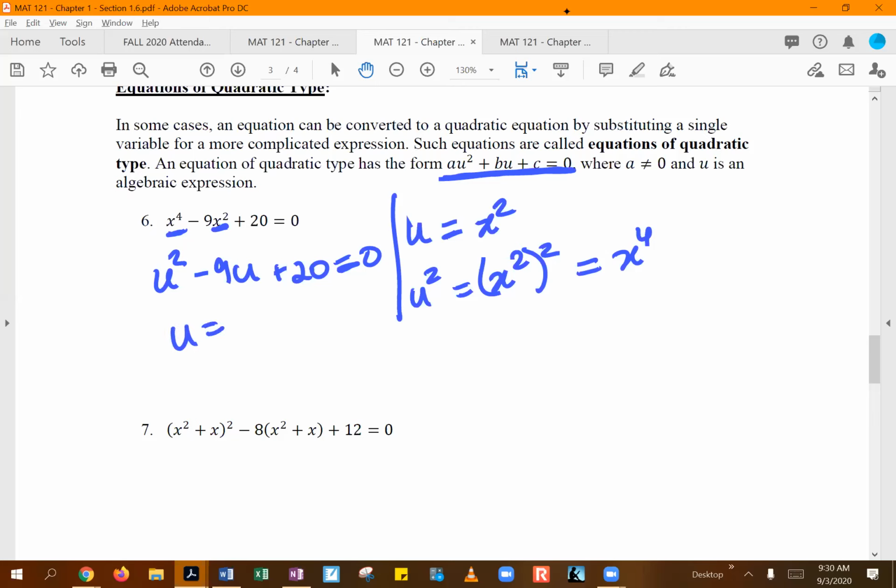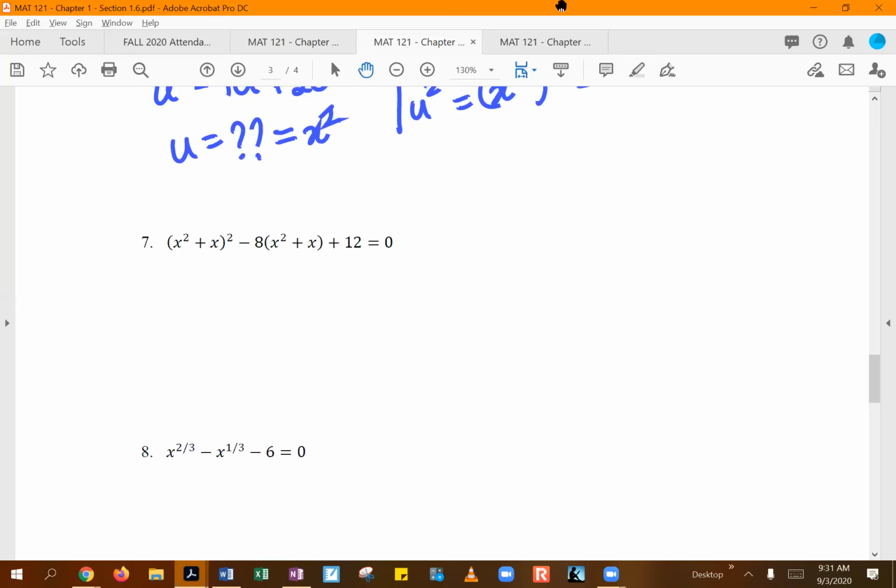Once you find your answer for u, whatever that answer comes out to be, go back and substitute your u for x squared. So come back and say, okay, x squared is now going to equal this answer. And then you can go ahead and solve for x. So that's basically the idea behind these types of equations.